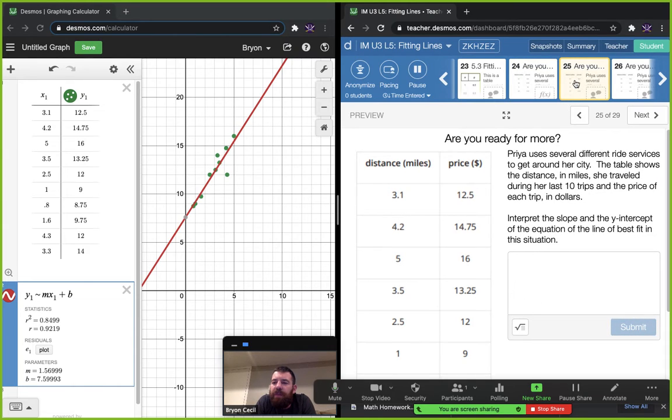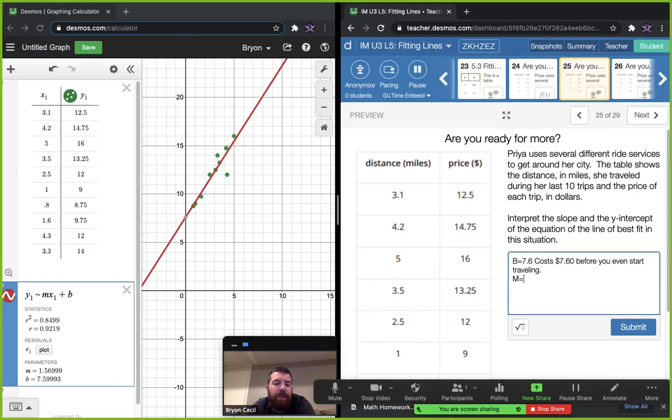Now we say here, interpret the slope and the y-intercept of the equation for the best fit line of the situation. And so we hear that the b equals 7.6. Okay, so that it costs $7.60 before you even start traveling. So that'd be like the base price.